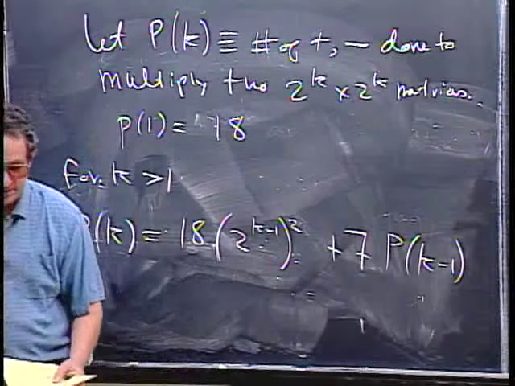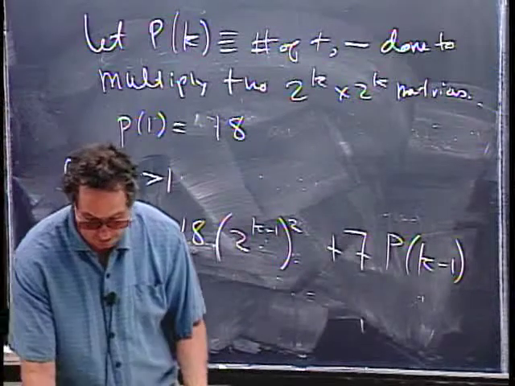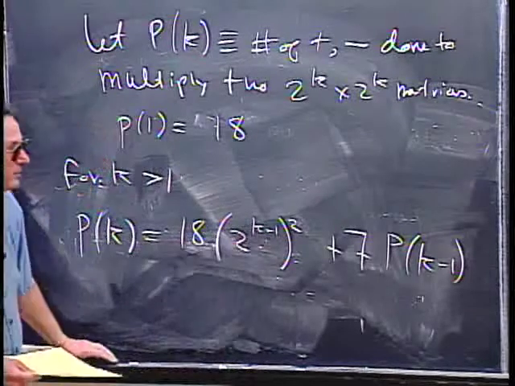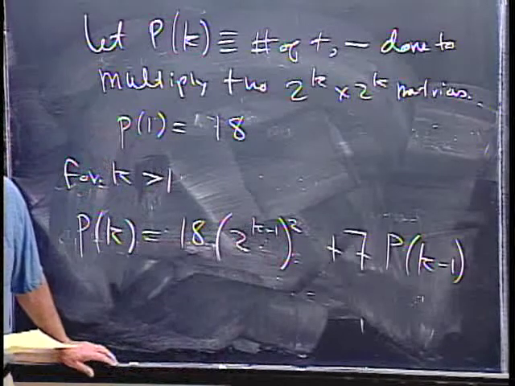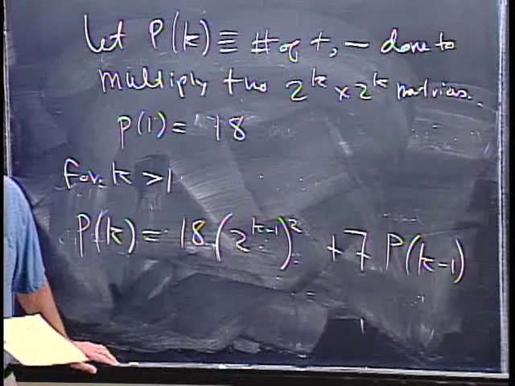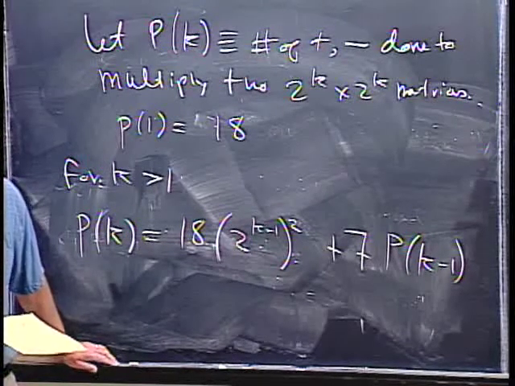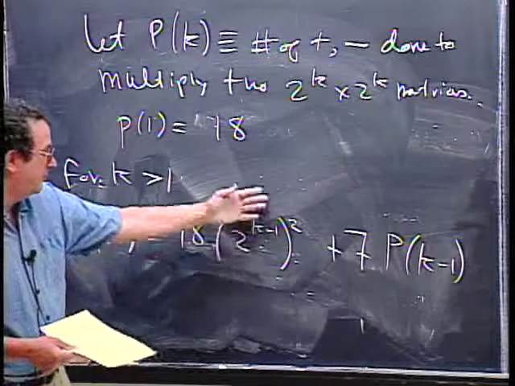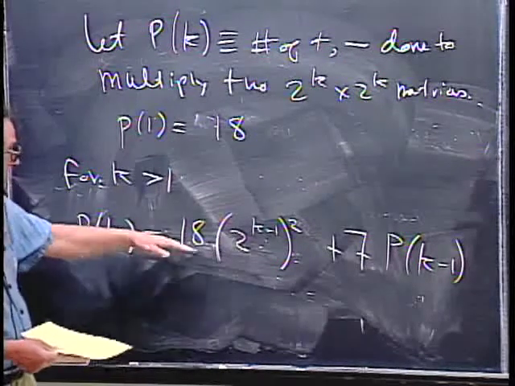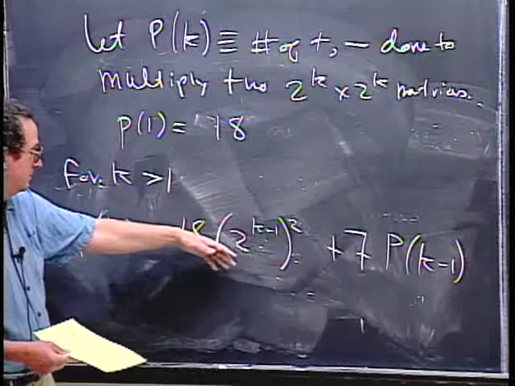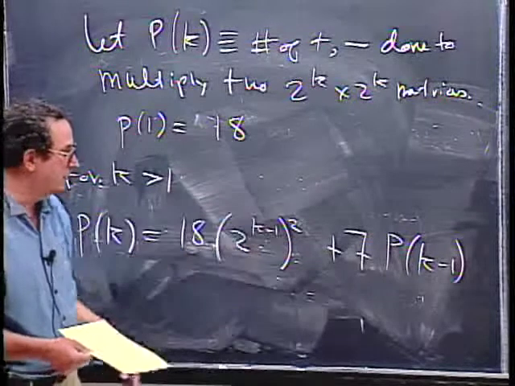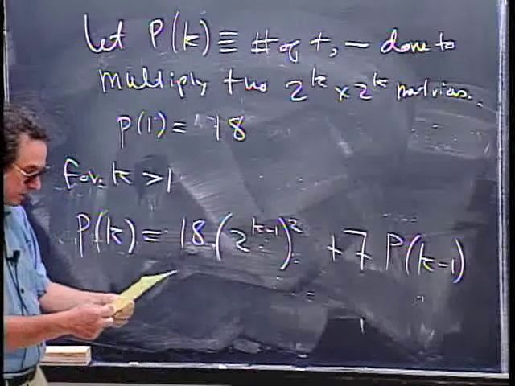I got myself painted in a little bit of a corner here by using these k's. I'm not really sure why I ended up using k's, just because I wrote them out in my notes this way. I could have probably just used n all the way through, and then instead of 2 to the k minus 1, it would have been n over 2. This would have been P of n, 18, n over 2, etc. But I did it in k's.